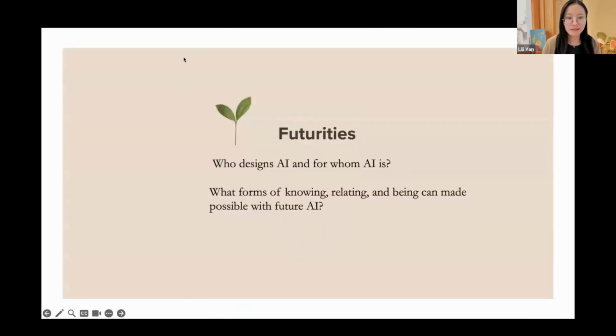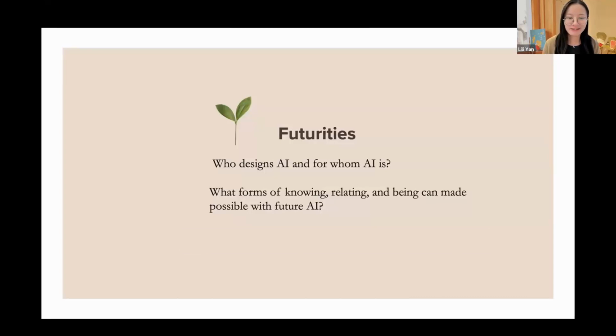So these experiences really make me think about this big idea of futurity as we're talking about equity in higher education today. So when we think about AI, it's really important to think about whose future we are centering when using this new technology and what kind of future we're supporting students to imagine for themselves as they are using AI. So it's really important to consider who designs AI and for whom AI is, and what forms of knowing, relating, and being can be made possible with future AI.